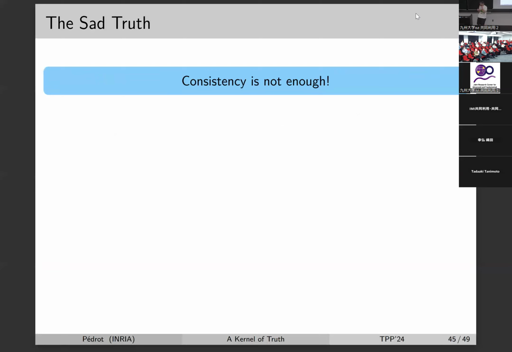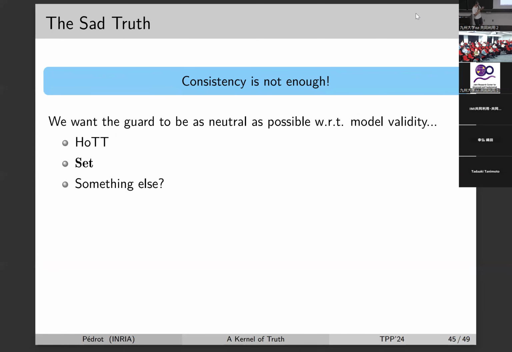So consistency is not enough. Not proving false is a good thing, something you want, but you want more than that. And you want the guard condition to be as neutral as possible with respect to the possible world in which you will do mathematics. The two most antagonistic ones we know as of today are homotopy type theory and the set theoretical model. So this is like classical mathematicians, and that's like the crazy people doing homotopy type theory.